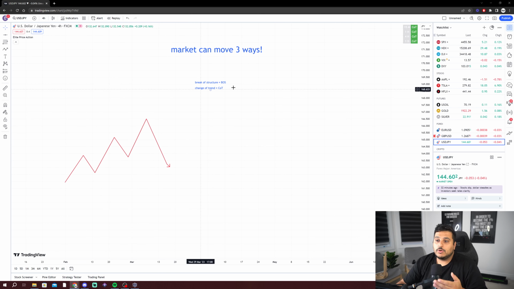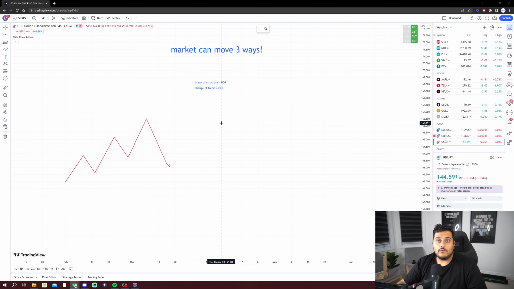Now that you understand what a break of structure is, now what is a change of trend? A change of trend is when you have a bullish structure just like this happening where you're creating higher highs and higher lows. Then the price comes down and breaks past the last higher low. So now what happened was you had a bullish trend that turned into a bearish trend.